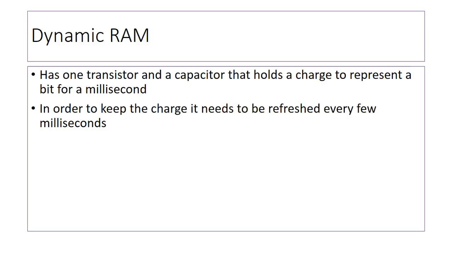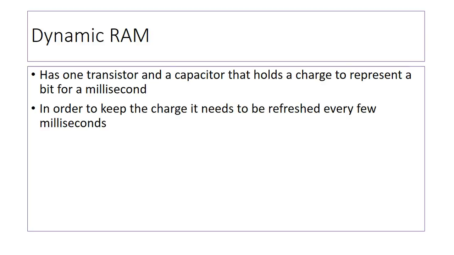So dynamic RAM has one transistor and capacitor, and what that means is that it will hold a charge to represent a bit, a 1 or a 0 for a millisecond. So every millisecond, this transistor and capacitor will be either representing a 1 or a 0. In order to keep the charge, in order for it to keep it going, it needs to be refreshed. This normally happens every few milliseconds.